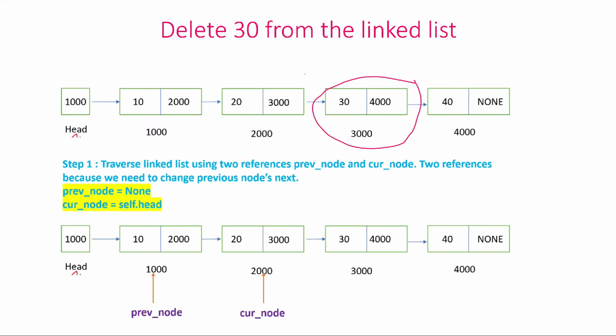Let's suppose we want to delete 30 from our linked list. Now to delete 30, firstly we need to search whether 30 is present in our linked list. For this, we can do a traversal from the first element to the last element, and every time we reach a node, we'll compare it with 30. If the value of that node is 30, then we want to delete it. So every time we'll do that comparison till the end.